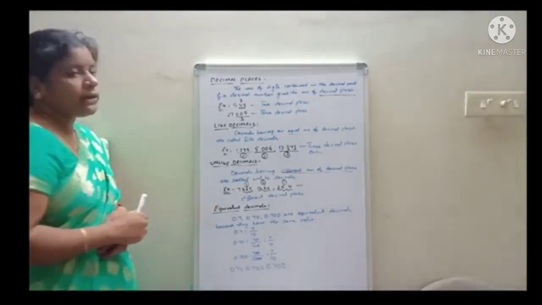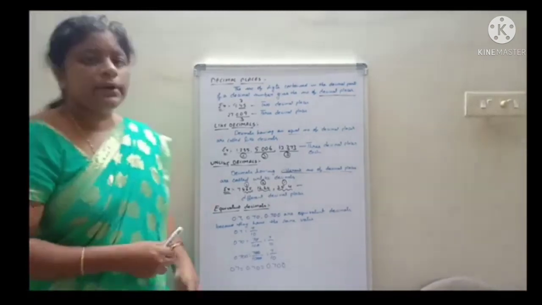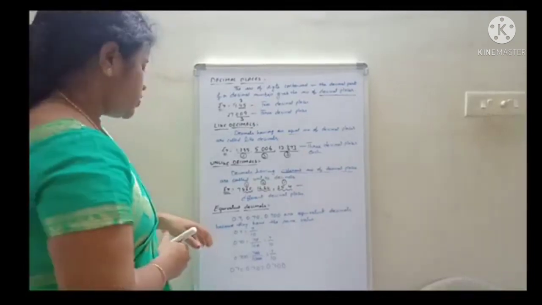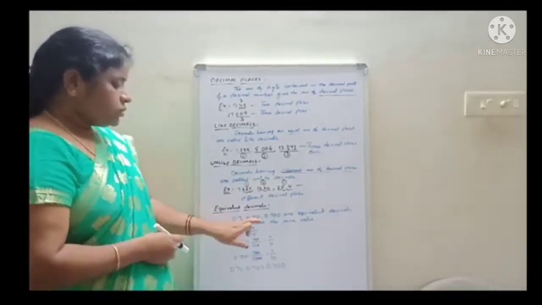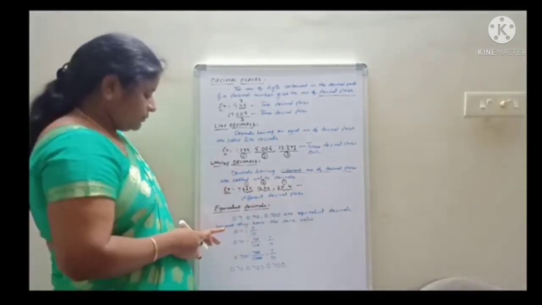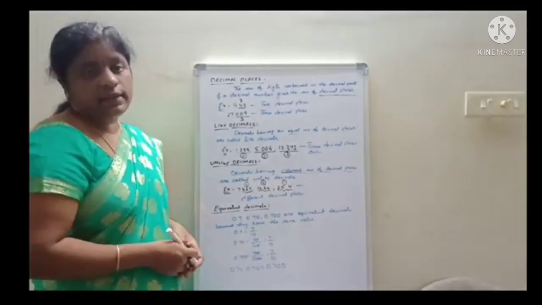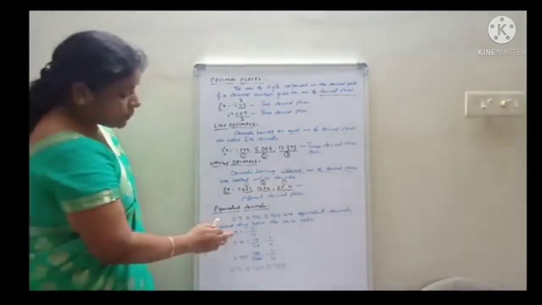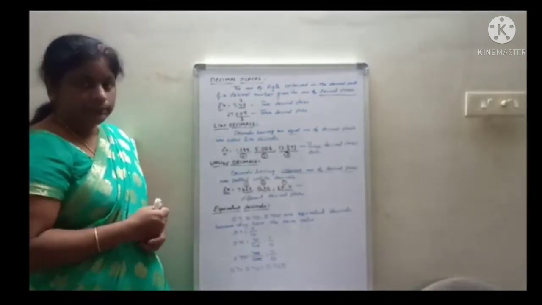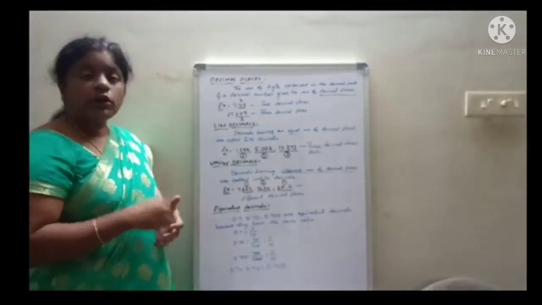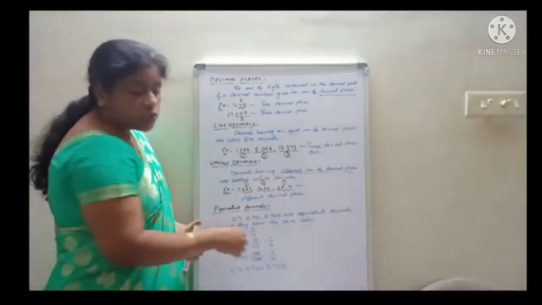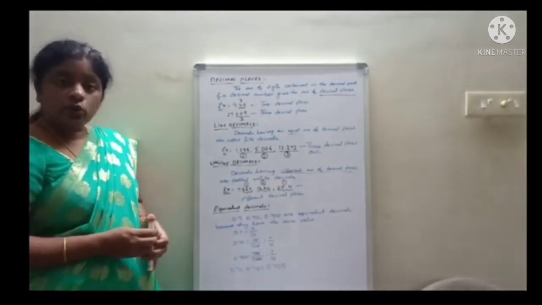Next, equivalent decimals. Equivalent decimals are like equivalent fractions, where the value doesn't change. So see here, 0.7, 0.70, 0.700 are equivalent decimals because they have the same value. Let's find out: 0.7 converted into a fraction. What is the value of 0.7? 7 by 10. So 0.70 converted into a fraction is 70 by 100. Cancel 0, the value of 0.70 is also 7 by 10.